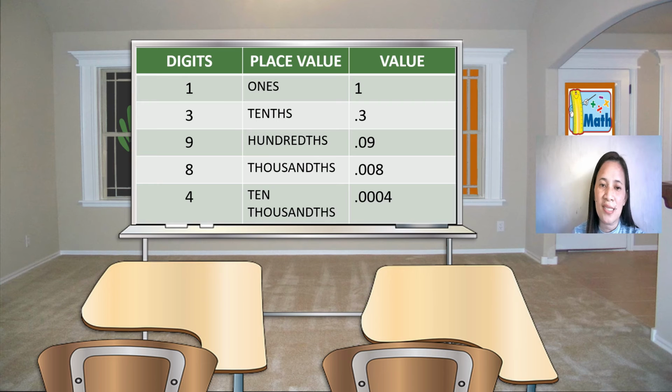So, yung ating digits kanina, yung ating digit na 1, ang kanyang place value ay ones, yung kanyang value ay 1. Yung ating digit na 3, ang kanyang place value ay tenths, so ang kanyang value decimal point 3. Sa 9, that is hundredths, so ang kanyang value 0.09. Yung 8 natin, ang kanyang place value ay thousandths, so yung kanyang value 0.008. Then yung ating 4, ang place value niya ay 10,000ths at yung kanyang value ay 0.0004. Okay?